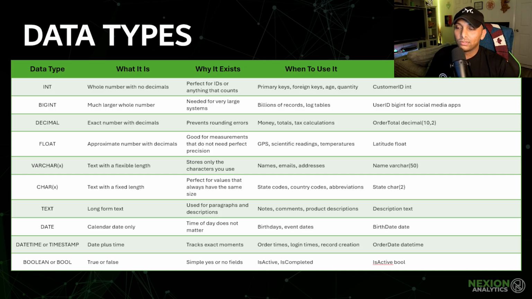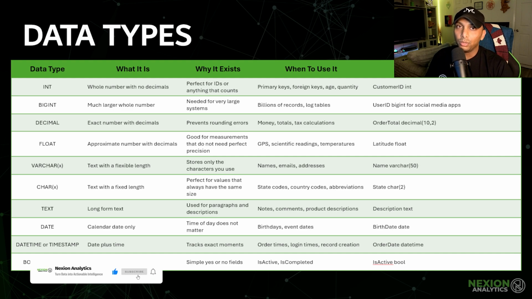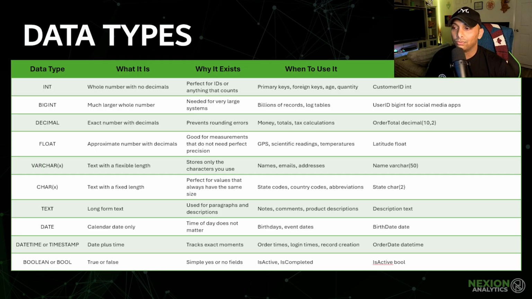So VARCHAR stores flexible text up to a chosen length and is used for names, emails, addresses, and anything with varying character counts. So CHAR, on the other hand, stores fixed length text and is used for things that always have the same size, like state codes, country codes, or abbreviations. So you have a difference there, right? VARCHAR and CHAR. CHAR is more strict, has a tight cap on everything, where VARCHAR is flexible, has room for growth or reduction.